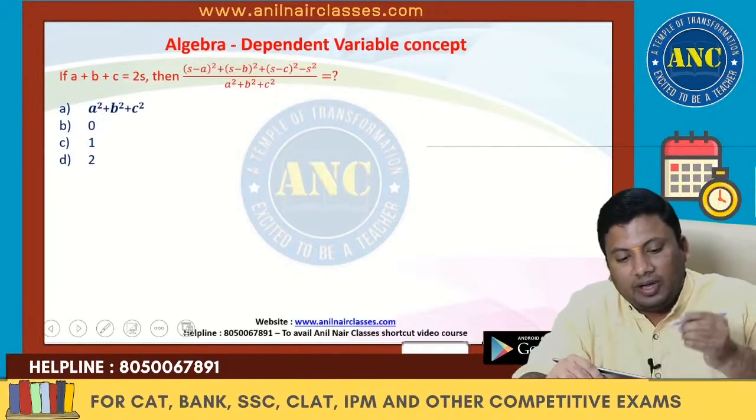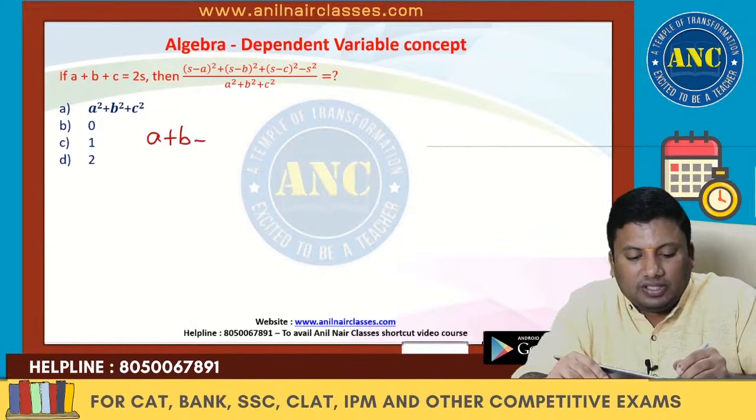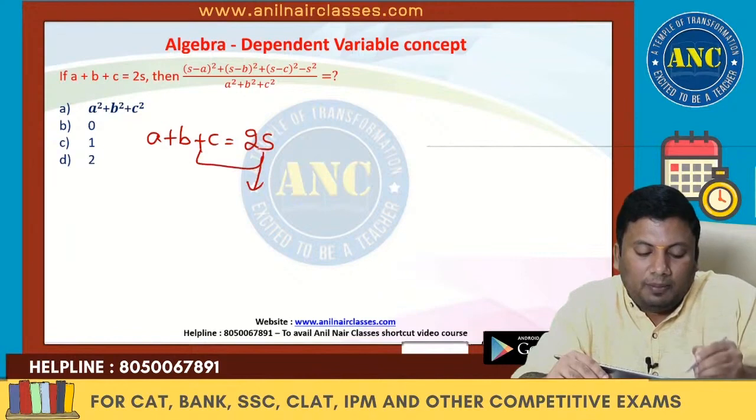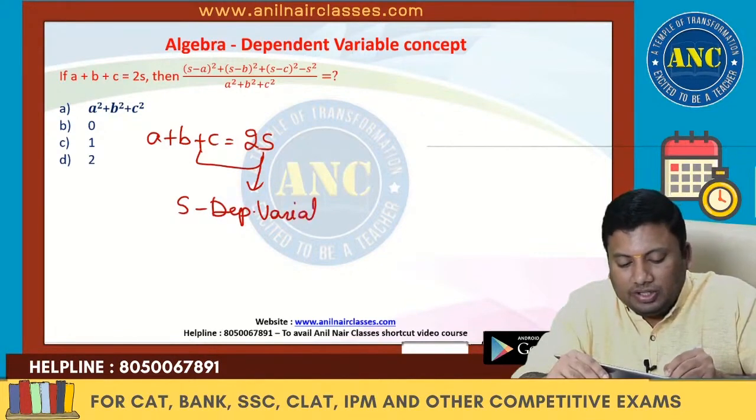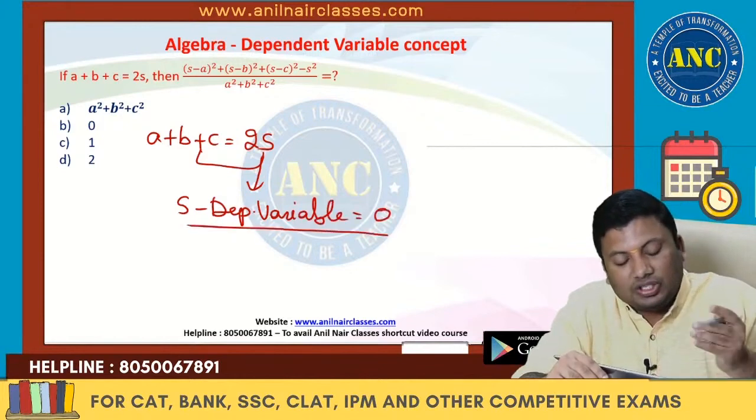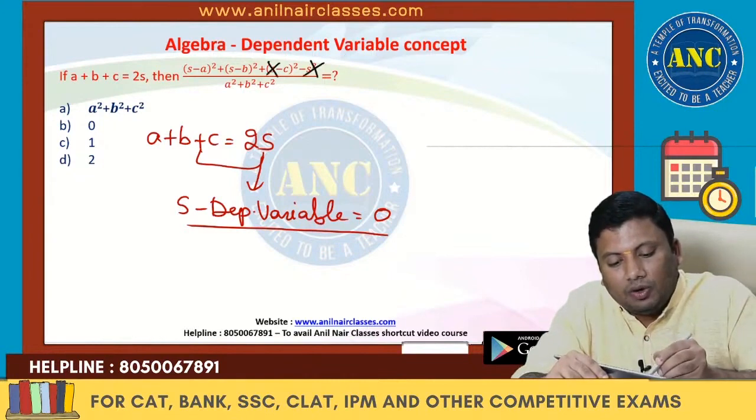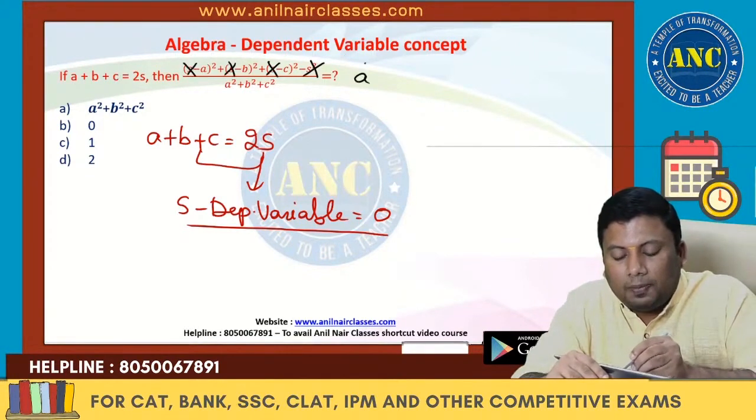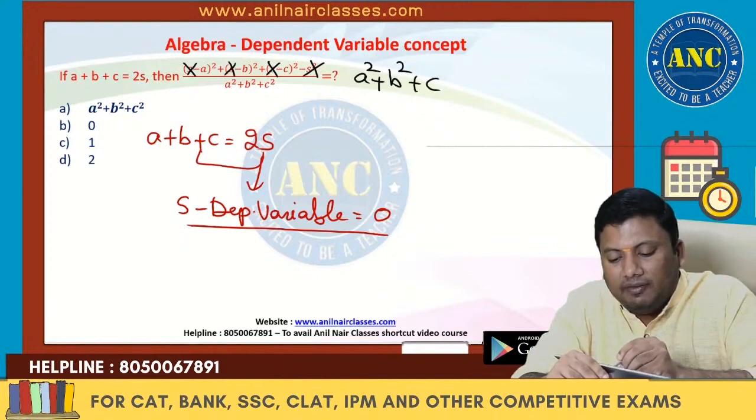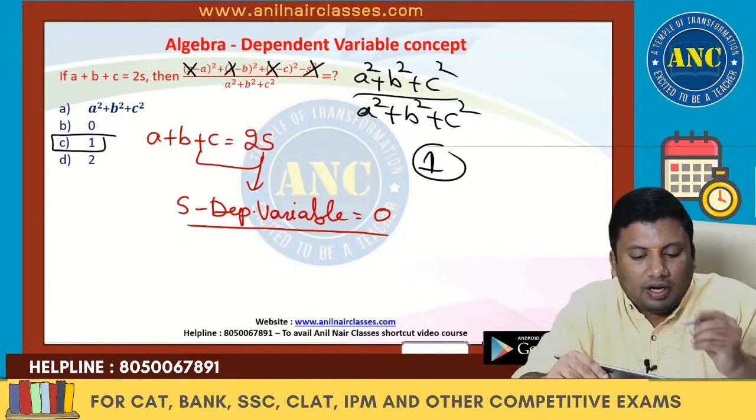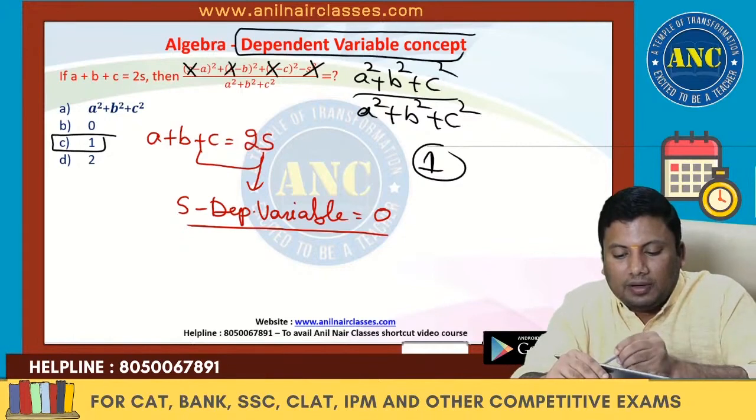Make the dependent variable 0. A plus B plus C equivalent to 2S. The value of S is dependent on A, B and C. Make the dependent variable 0. Your 30 seconds problem will become a 5 seconds problem. Make S 0. A square plus B square plus C square divided by A square plus B square plus C square. The answer is nothing but 1.